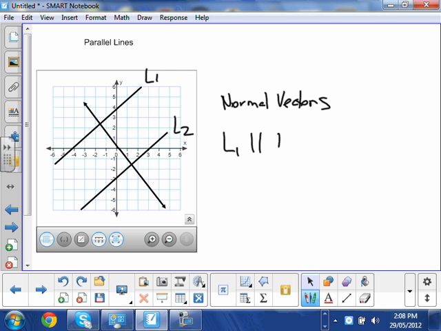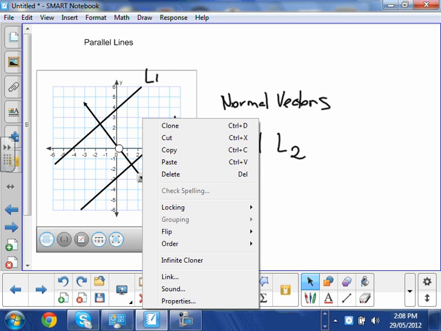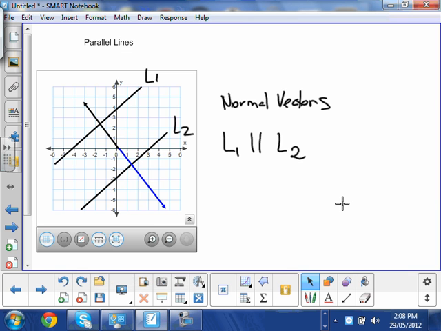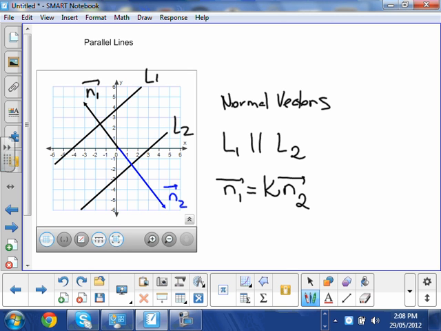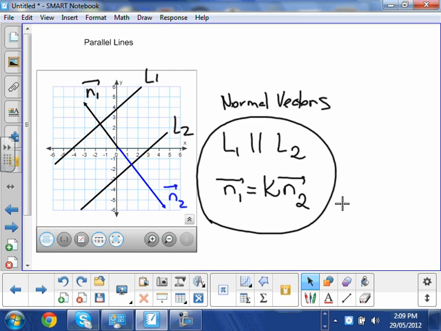So L1 is parallel to L2 if and only if the two normal vectors, let's change the color of the second one, okay? This is normal vector 1, and this is normal vector 2. The condition must be: normal vector 1 is almost the same as normal vector 2, but times a scalar k. To change the direction and the magnitude, of course. But the two vectors are collinear, as you can see. So the condition for two lines to be parallel is that the normal vectors must satisfy the relation that you see right here.